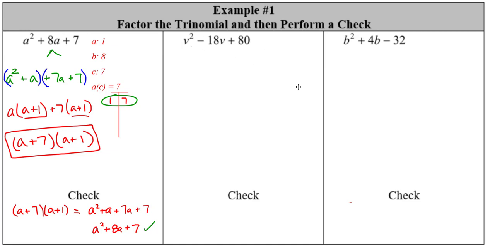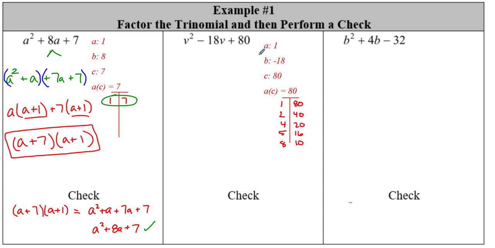We got v squared minus 18v plus 80. Remember, we want to find our a, b, and c, and our ac, and then all of our factors. Okay, remember, if you need to pause the video and write these down, please pause and then come back for the explanation.